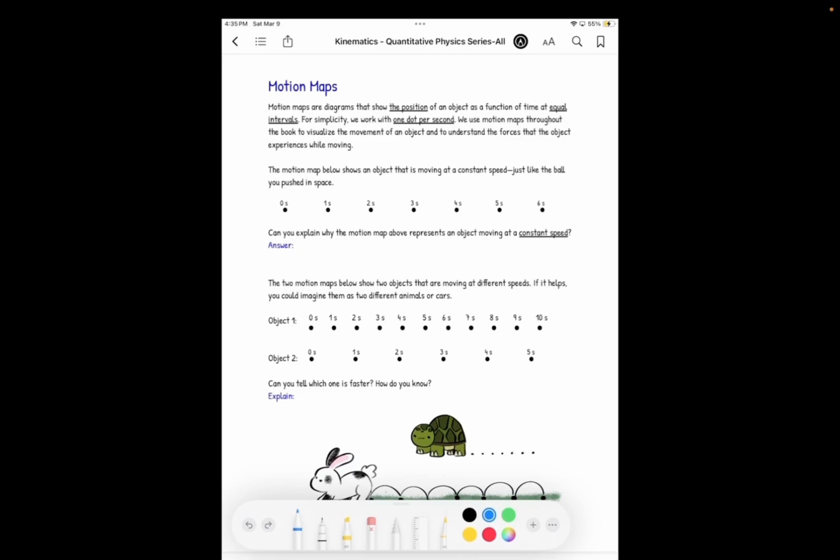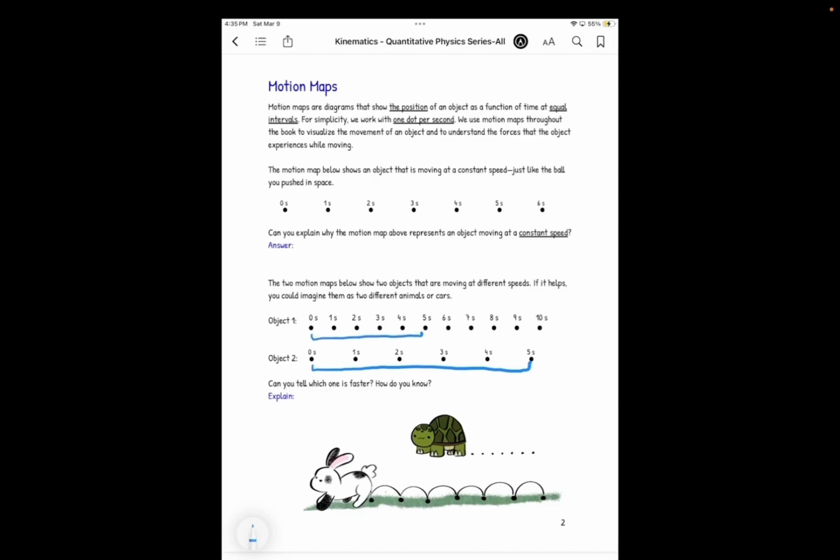So let's just see for the first 5 seconds, which one moved more. So this is object 2 in the first 5 seconds, and this is object 1 in the first 5 seconds. Which one moved more? Object 2. So object 2 is going faster. It's going faster. And it doesn't have to be 5 seconds, right? It could be any second, right? In 1 second, object 1 has moved this much, but object 2 has moved this much, right?